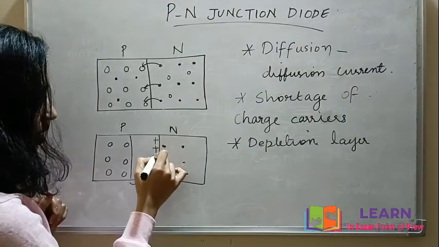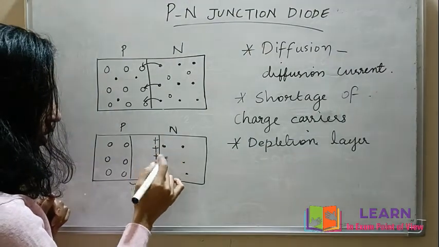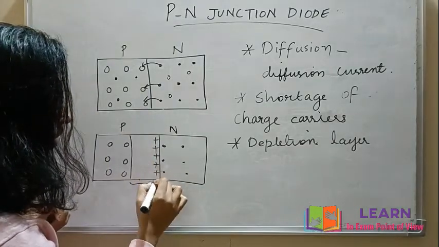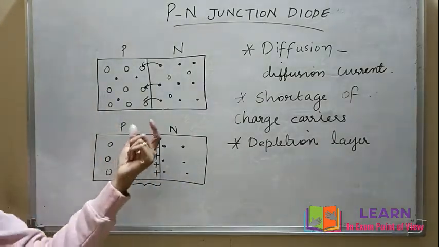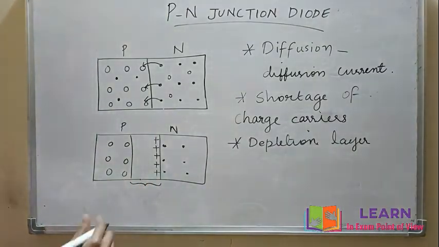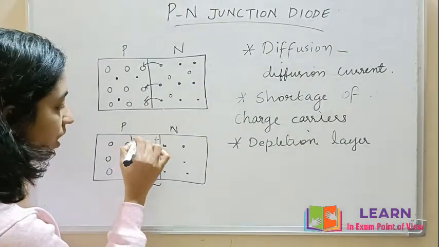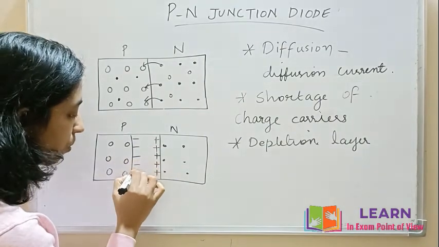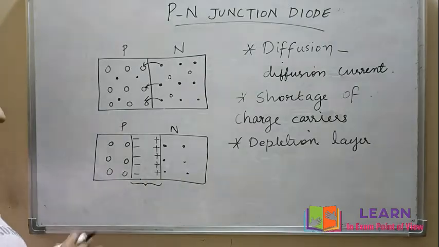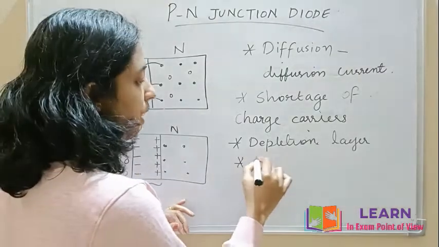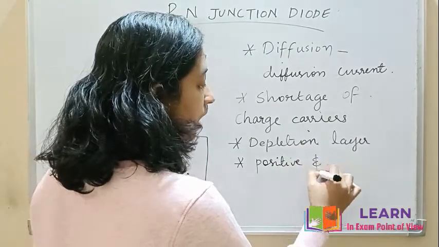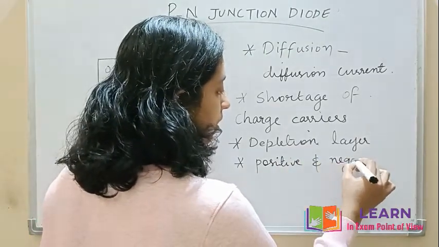Now, due to this movement of electrons and diffusion, positive and negative ions will form there. Here plus will form, here negative will form. So the next point you have to note is the formation of positive and negative ions.